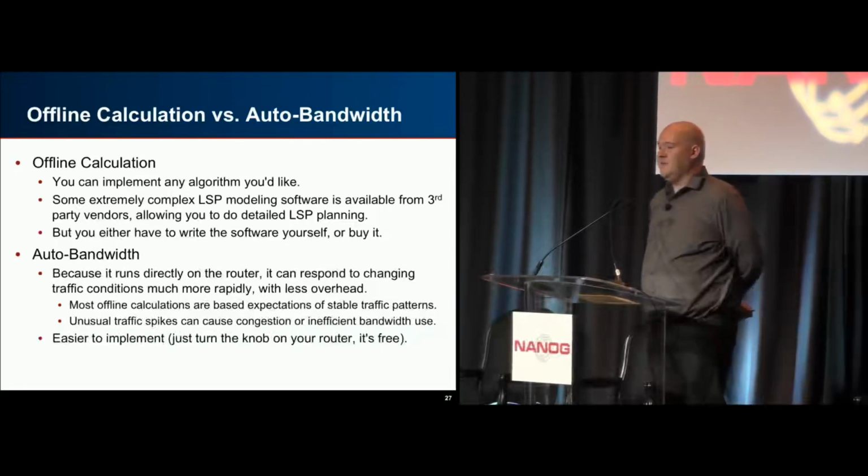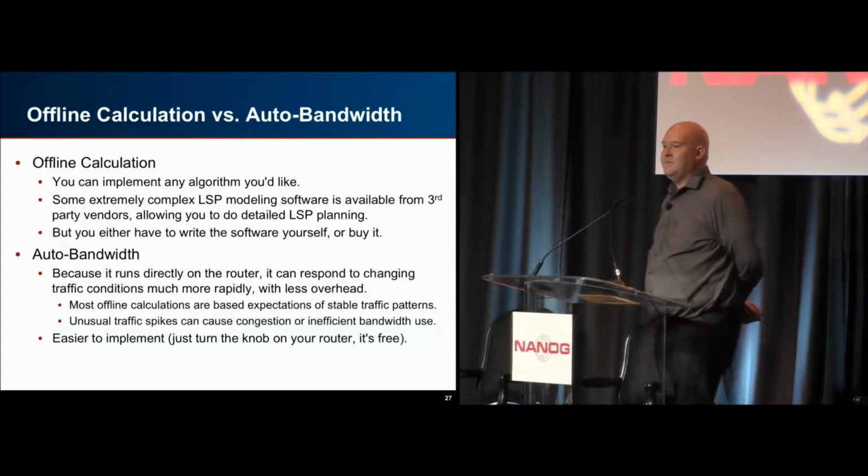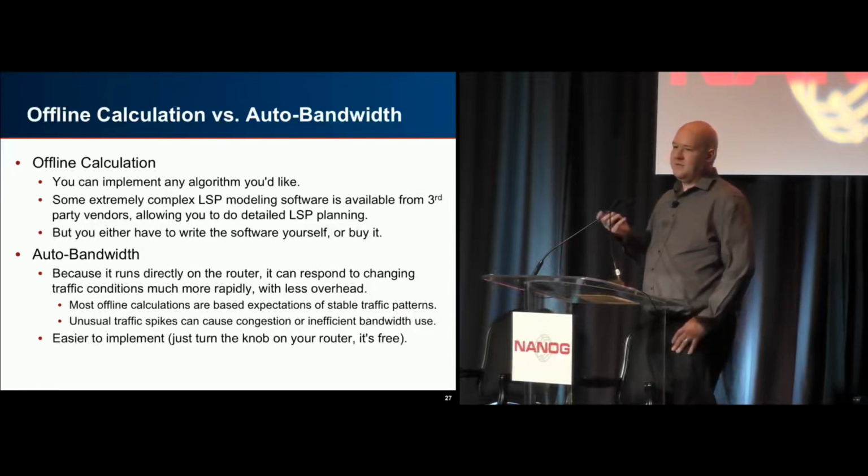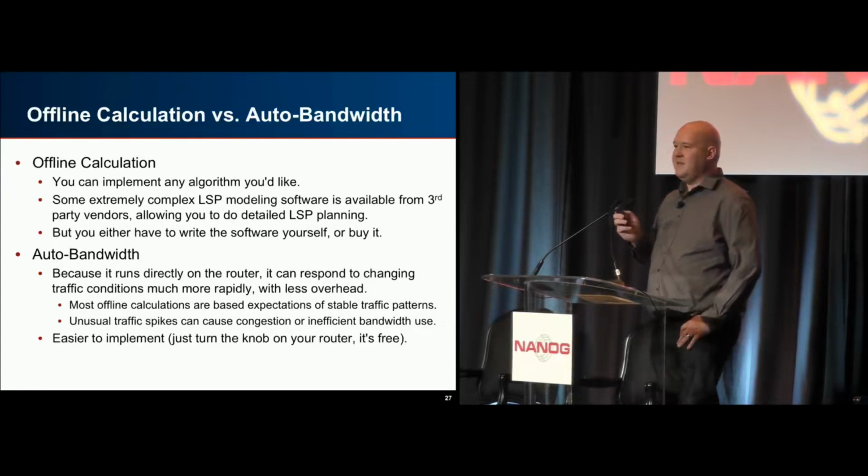It's also easier to implement. It's free on your router. There are no licenses from anyone that I know of. But the disadvantage is it can miss some of the more complex things, and because it is this dynamic system, you can have weird patterns. You can have seesaw things. You can have unusual traffic spikes that are difficult to control. So there's an advantage and disadvantage to each.